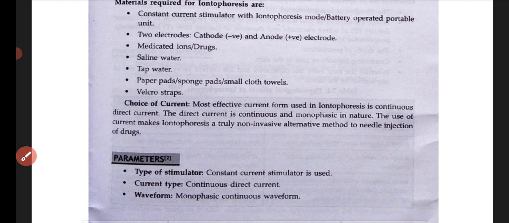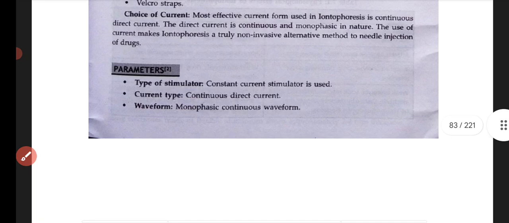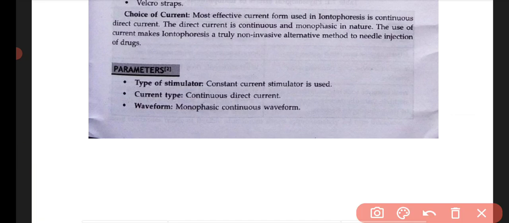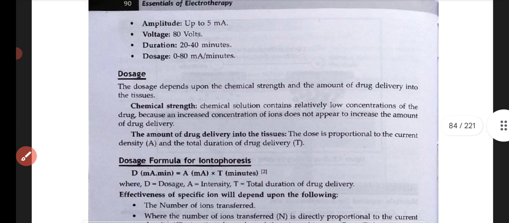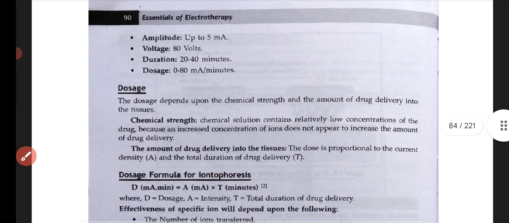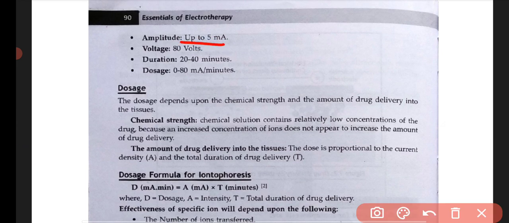Now, what are the parameters? Parameter number 1 is the type of stimulator, which is a constant current stimulator. Current type is continuous direct current. Waveform is monophasic continuous waveform. Next, amplitude is up to 5 milliampere. Voltage is 80 volts. Duration is 20 to 40 minutes. Dose is 0 to 80 milliampere per minute.